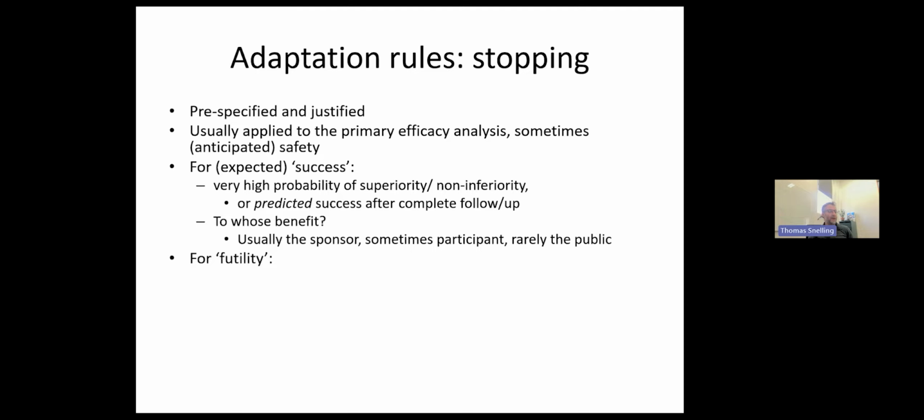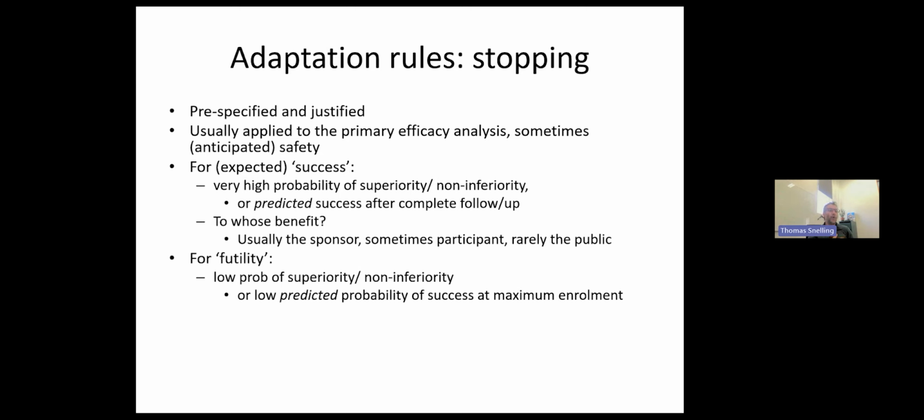The other types of stopping are often for futility. So this is where, after an analysis of the data, it's assessed that there's a low probability that an intervention or a treatment is superior or non-inferior to the control, or where there is a low predicted probability that even if you enroll to some maximum sample size, maximum enrollment, you will be able to declare superiority at the end of the trial.